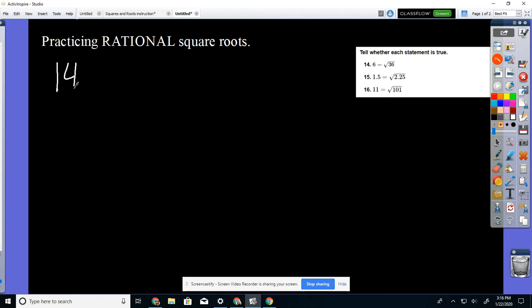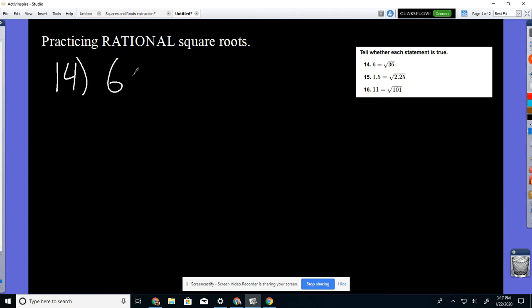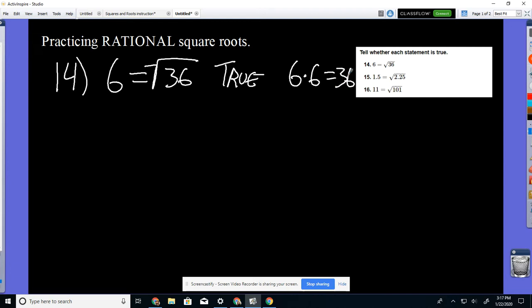So for number 14, 6 equals the square root of 36 is true because 6 times 6 equals 36. Okay, we know that 6 is the square root of 36 because 6 times 6 equals 36. So we're going to see how that's going to help us out with 15.